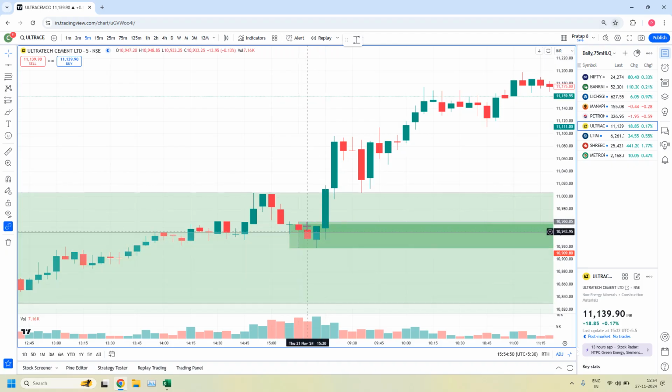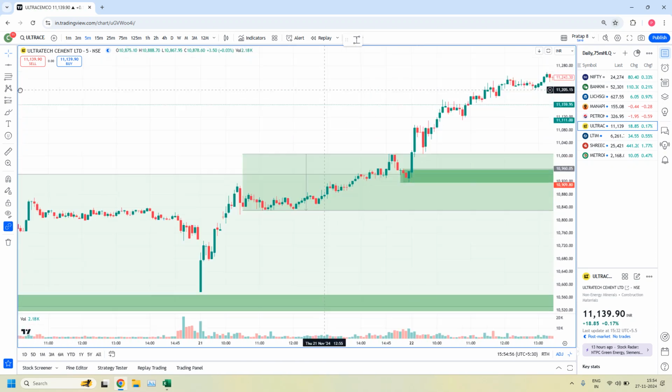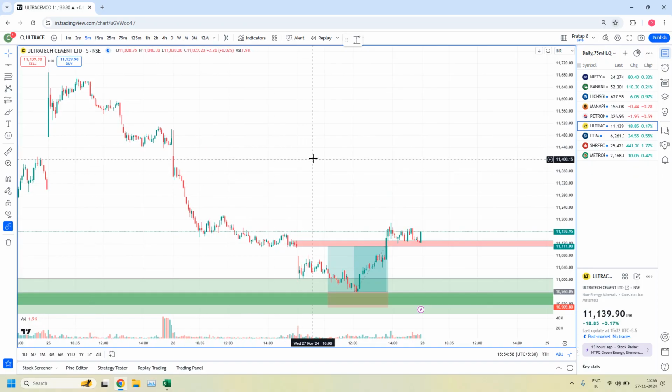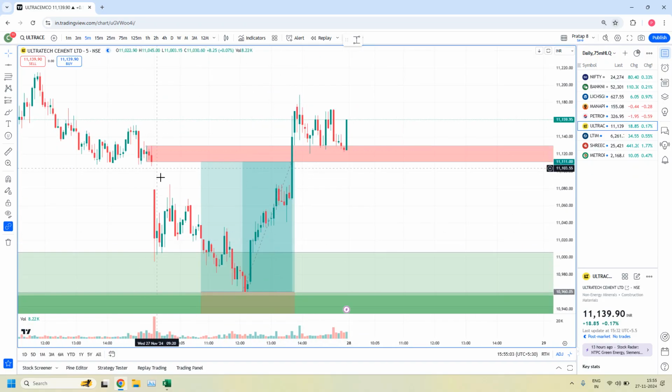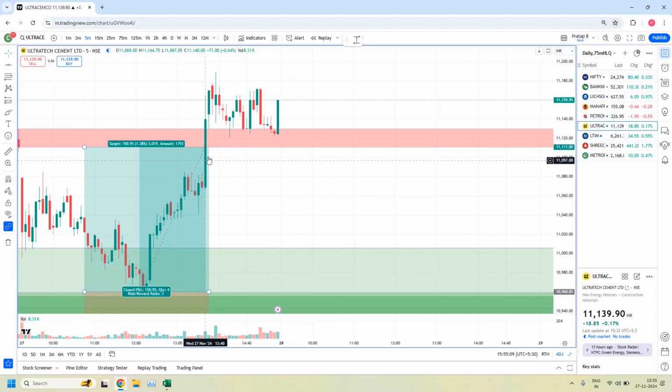Almost the 5-minute zone is the same as the 15-minute zone because the same level order flow has been there. And today you see it reached this zone and we have a drop base drop. This is the target zone, the 15-minute zone, and it reached this level.